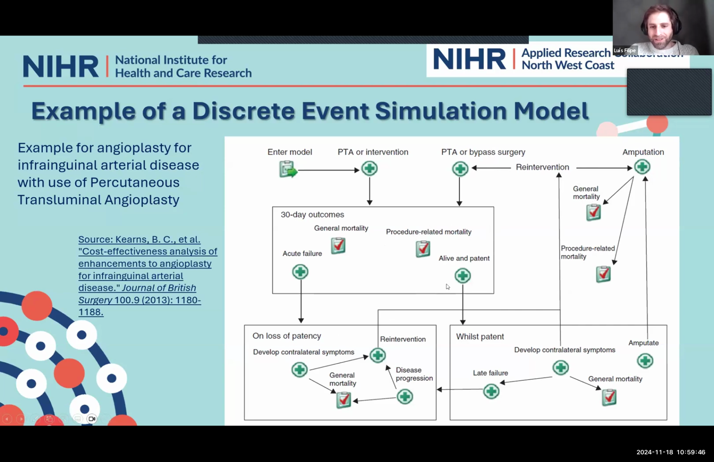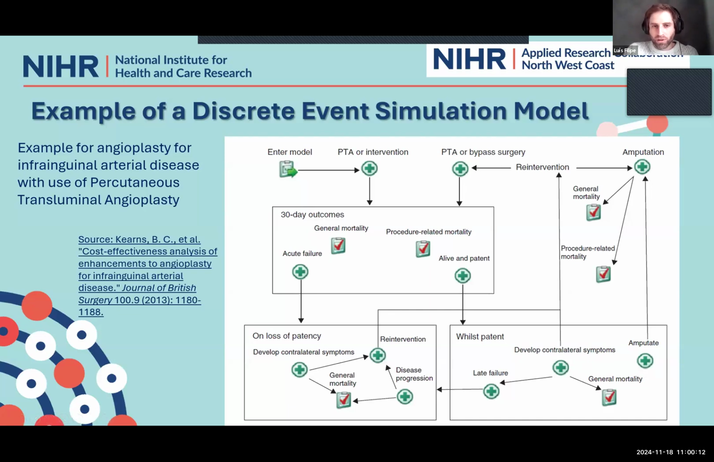And you continue. So if you stay alive and patent, you can have late failure, and then you go here again to the loss of patency. Or you can just stay there. If you develop contralateral symptoms, again, you go to a reintervention, which may be an amputation, or it may be a PTA or bypass surgery. And that's it. And you continue on this loop.